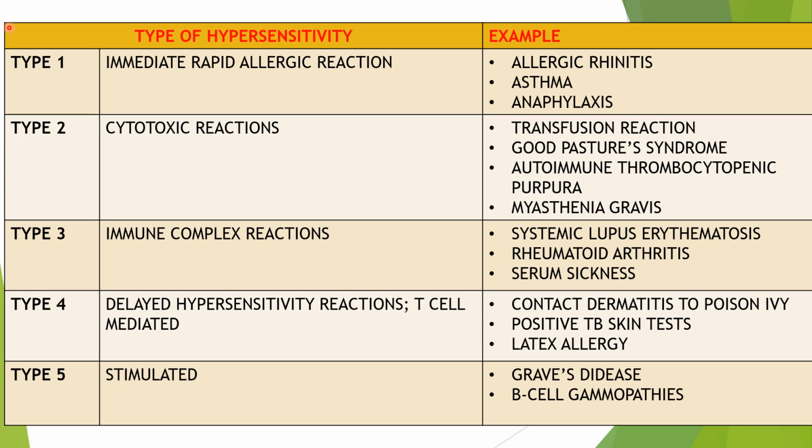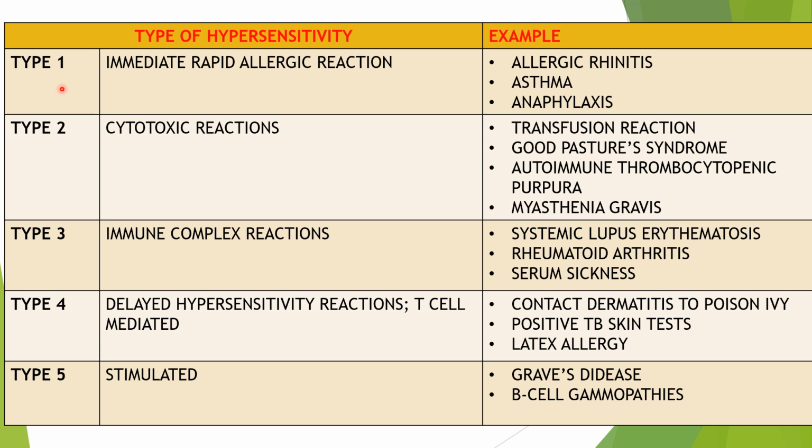Type 1 hypersensitivity can be local reactions or systemic reactions. The local reactions like allergic rhinitis and hay fever are local. And the most severe form you can see is the anaphylactic reaction. That is a systemic reaction you will be observing with type 1 hypersensitivity. So this is quite immediate.